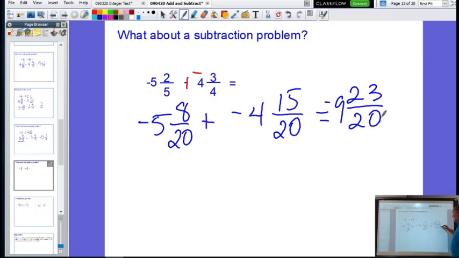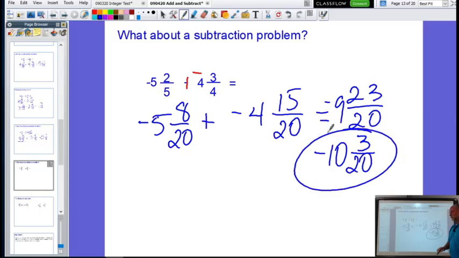Now, our last step is to simplify. And if you'll notice, my fraction is improper. So we ask ourselves, how many times does 20 go into 23? It goes one time. Okay, so where do I put that 1? I put that 1 into the 9. So that becomes a -10. And then I subtract these two numbers, 23 take away 20, gives me 3, and then I keep the 20 on the bottom. And that is my final answer.